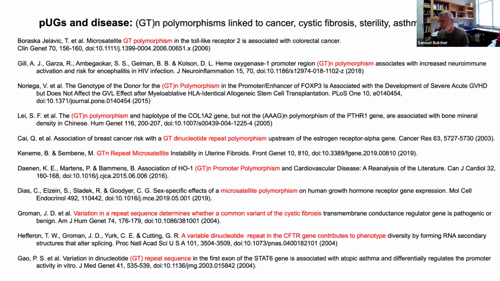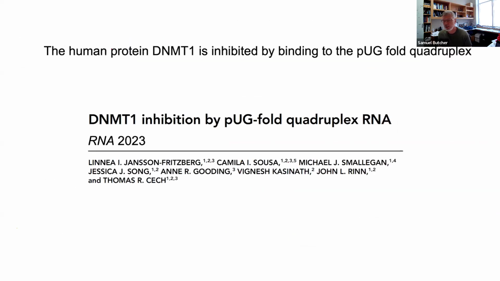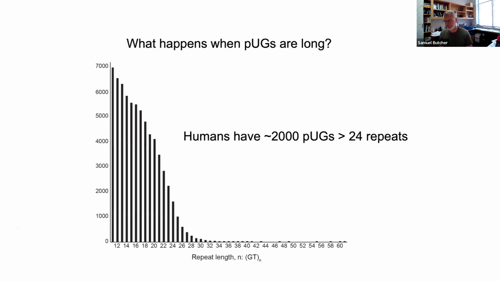So it could be that these RNAs fold up in some cases in a way that's unproductive in human cells. Tom Cech's lab, a year after we reported this structure, found an enzyme that binds to it. This is DNMT1, DNA methyltransferase 1. This enzyme silences DNA. What is it doing binding to a PUG-fold quadruplex? Again, we don't know. There's a lot of biology here that has to be figured out. Humans have a lot of PUGs, and they have proteins that bind them. What happens when they're long?